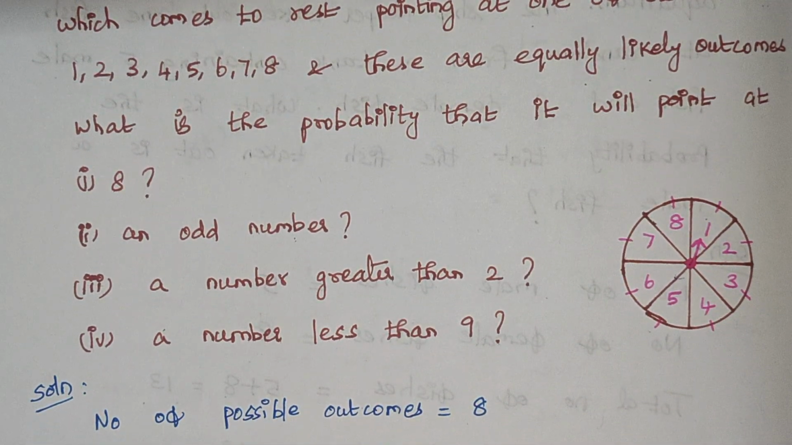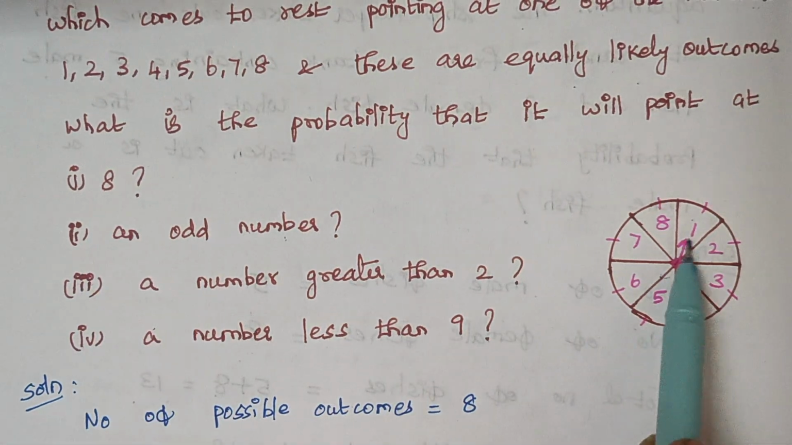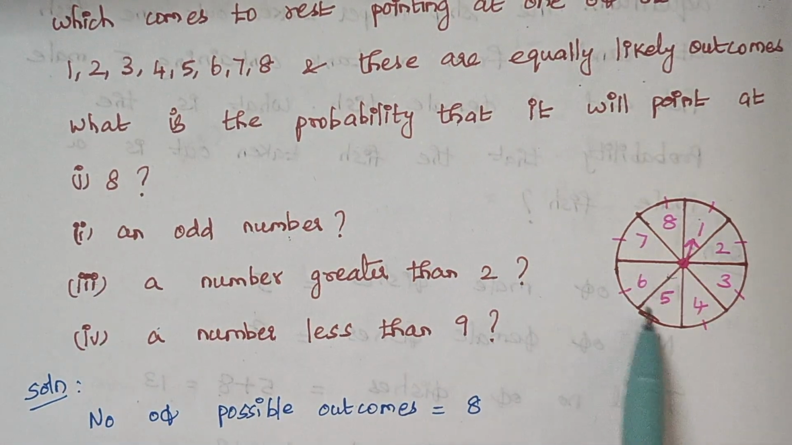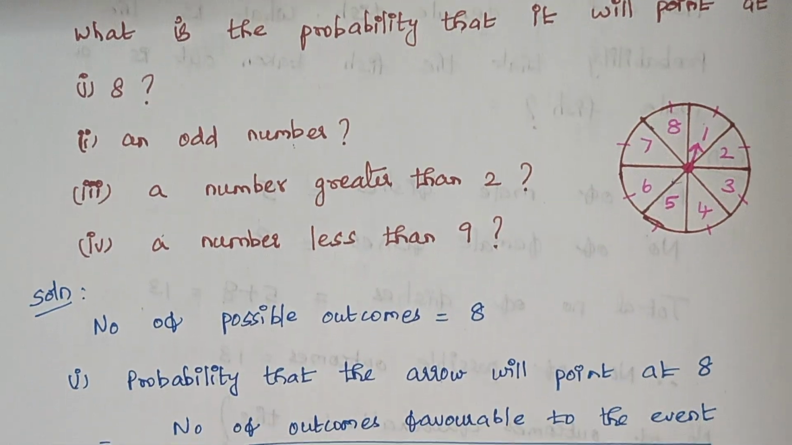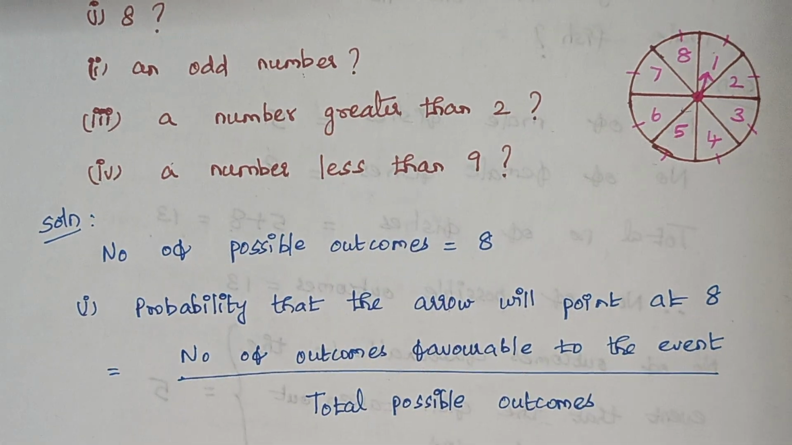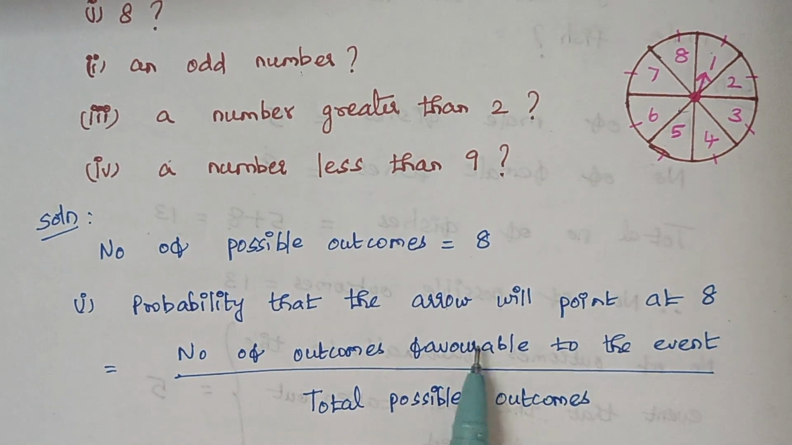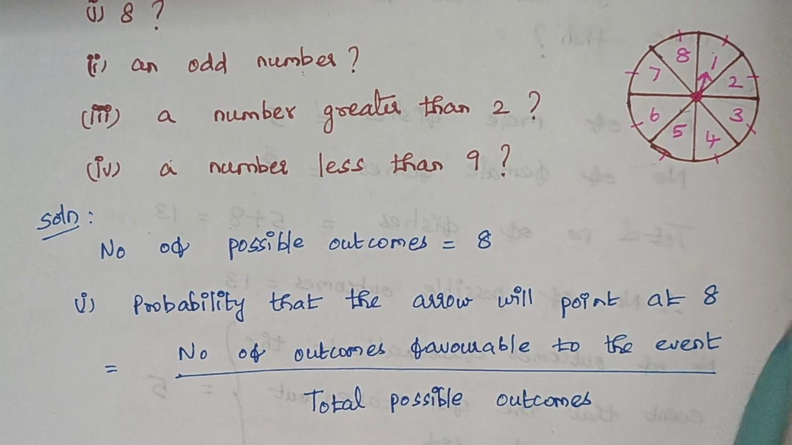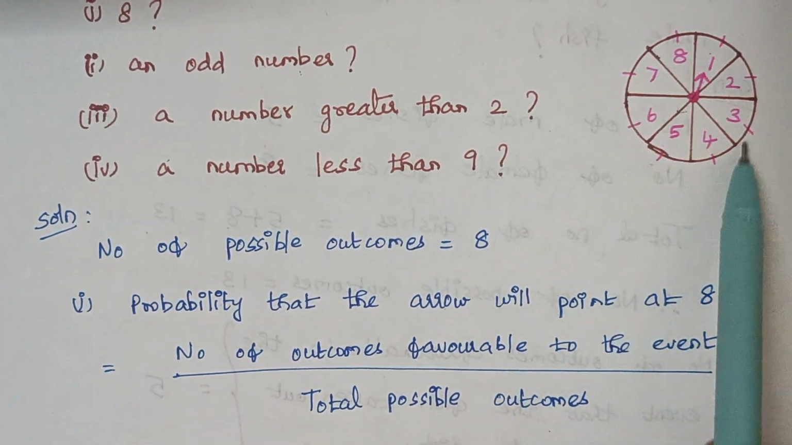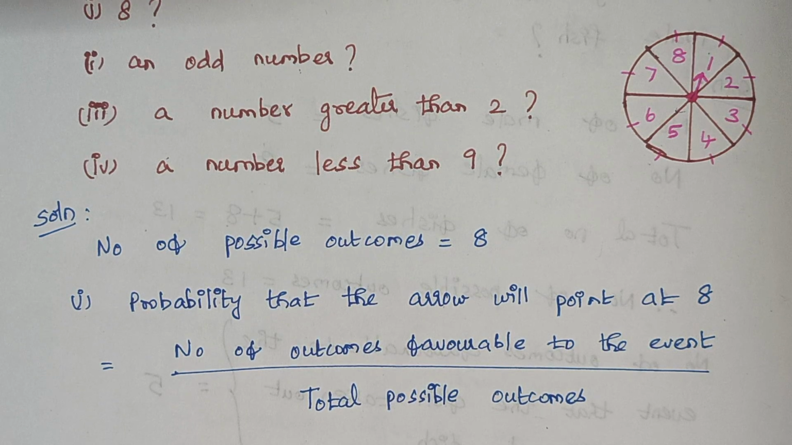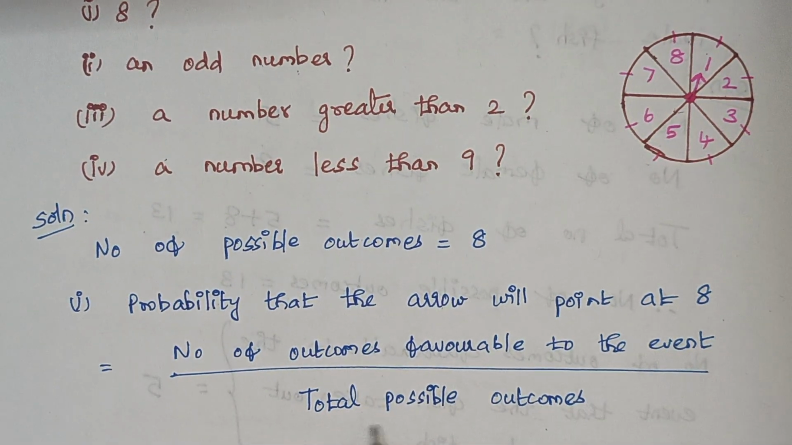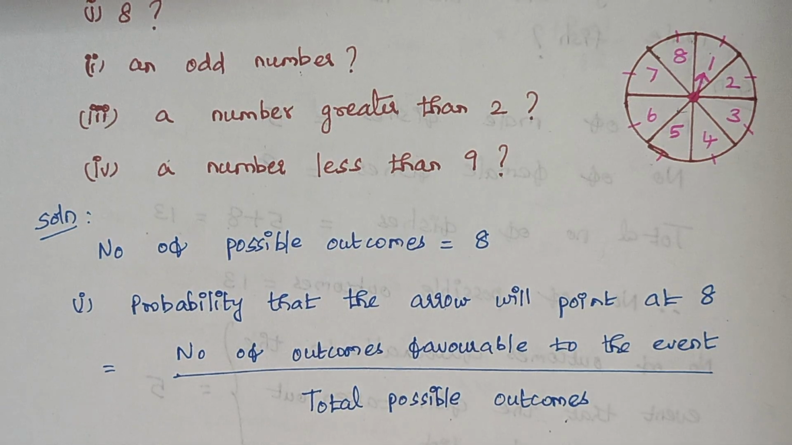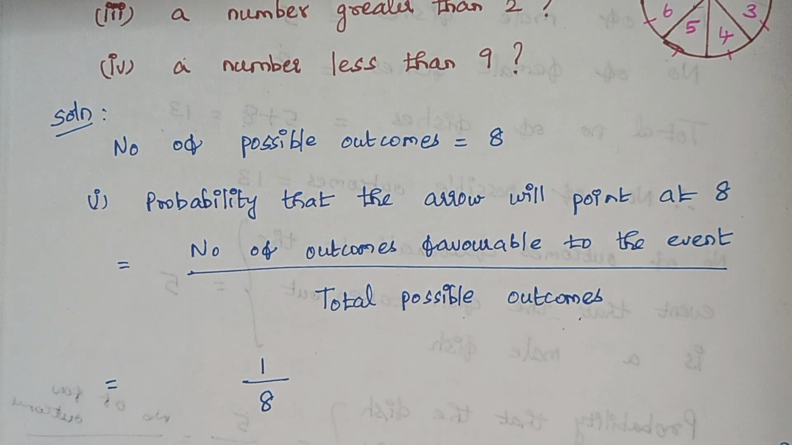So what is the first question? The pointer will point at 8. How many 8s do we have here? We have only one 8. So what is the probability? The probability that the arrow will point at 8 is the number of outcomes favorable to the event divided by total possible outcomes. In this spinner we have only one 8. So the probability is 1 and the total possible outcomes is 8. So it is 1 by 8.